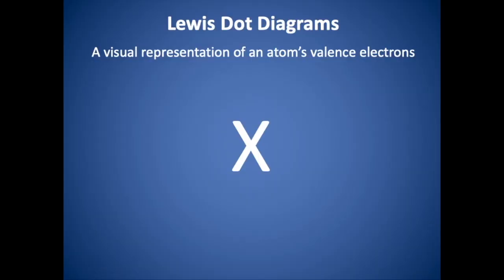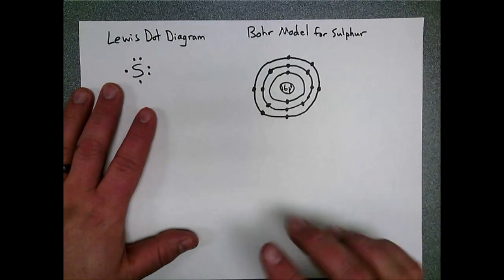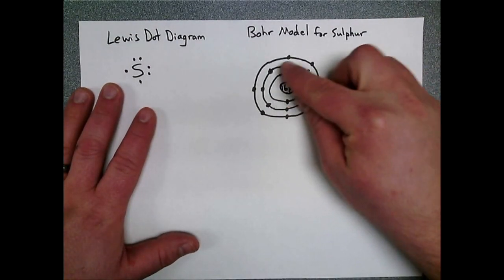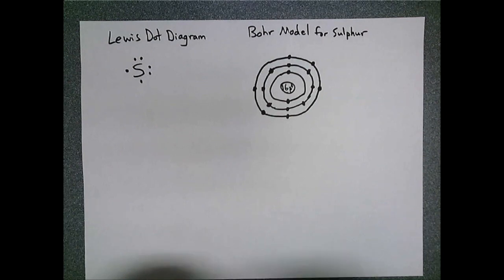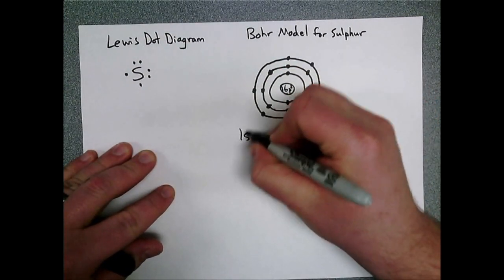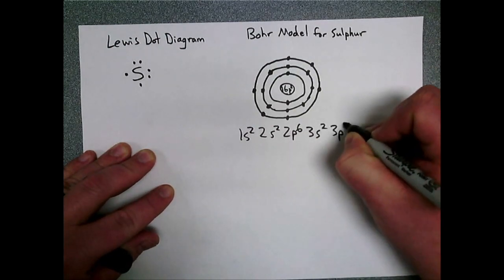Now here's why we need to know how many valence electrons something has. We can actually make a basic Bohr model just showing the outer energy level of the atom. So this is a visual representation of the atom's electrons, but only the outermost energy level. Here's the Bohr model for sulfur. It's got 16 protons and 16 electrons. So 2 electrons in the first energy level, 8 electrons in the second energy level, and then 6 electrons in the third energy level. So the electron configuration for sulfur is 1s2, 2s2, 2p6, 3s2, 3p4.